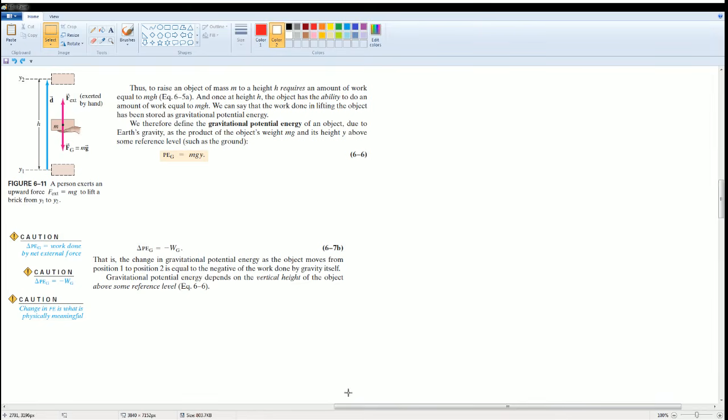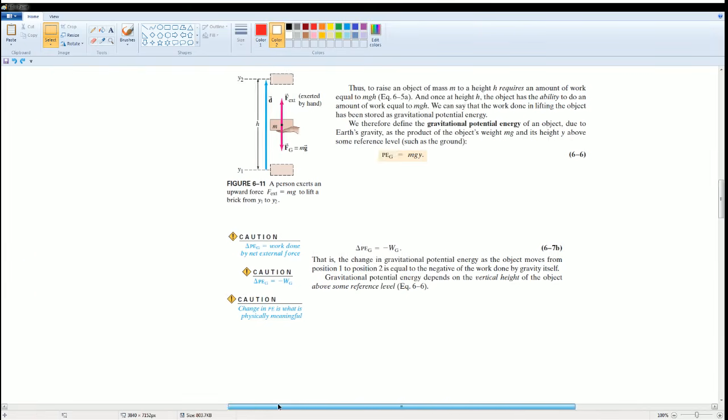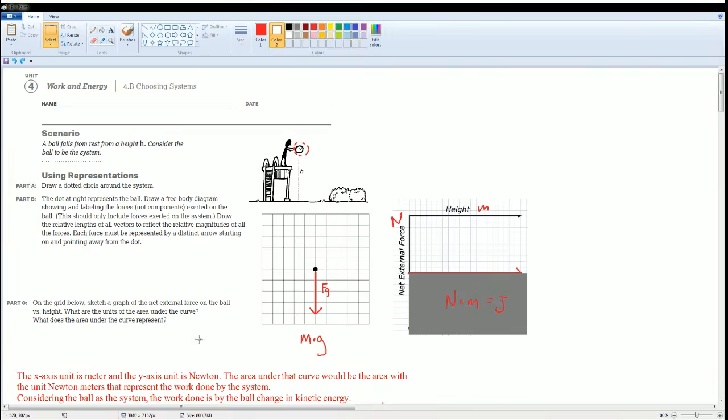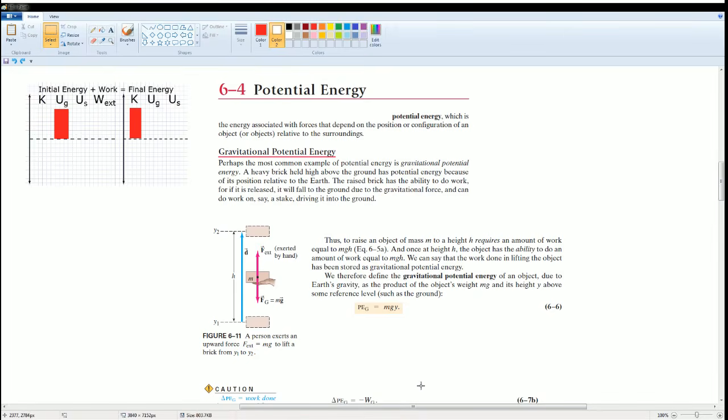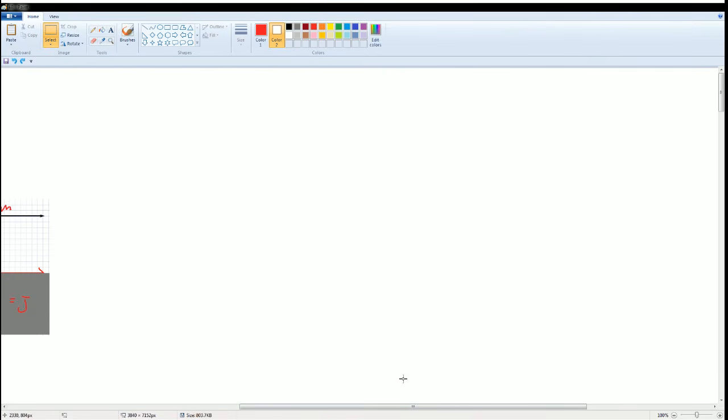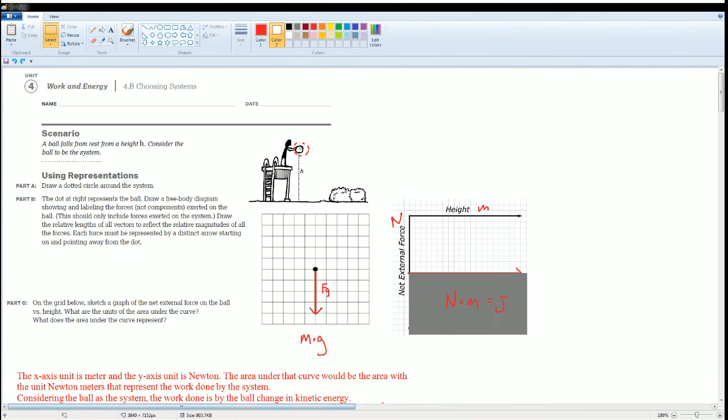Okay, so here you go. These are all your notes. Here's your solutions, and here are your notes. Okay, and this is for 4.B.